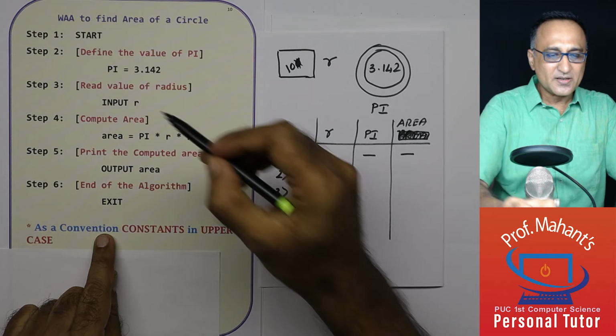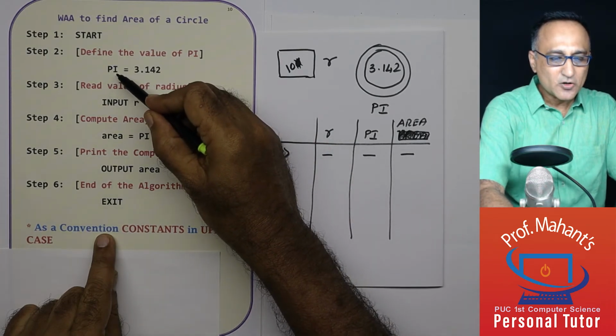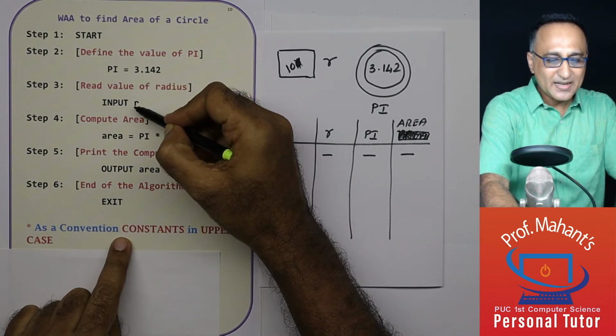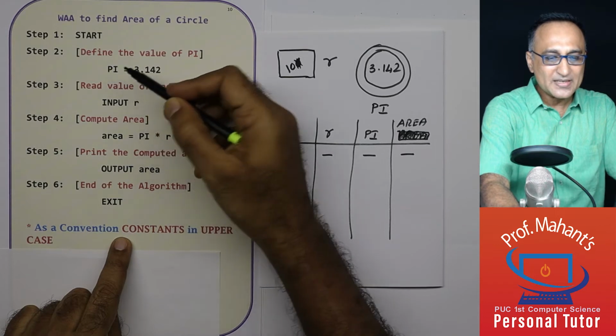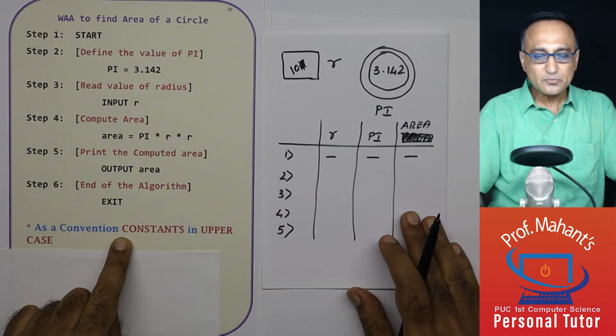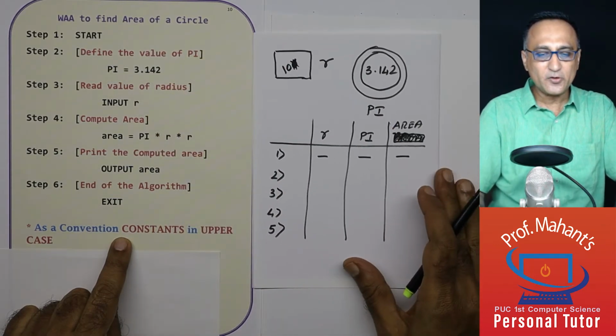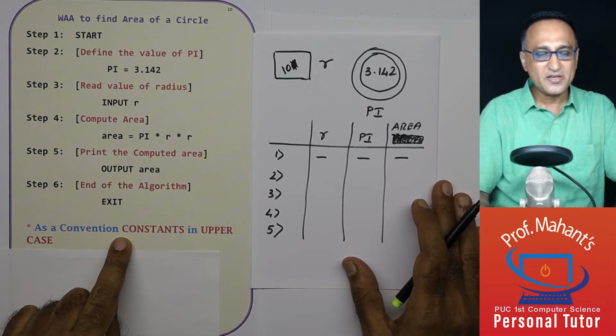A few things you need to understand here. As a convention, I am trying to write the constant in uppercase. So you know that r is a variable whereas pi is a constant. So by writing pi in capital, you know that pi is a value which cannot be changed.